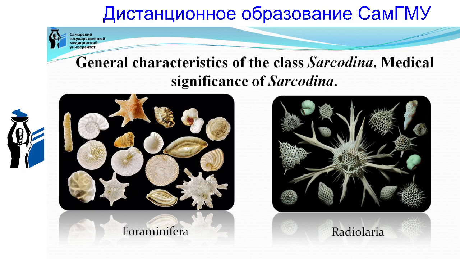Sarcodina have inherent ability to change the shape of their body all the time, which is associated with the formation of pseudopods. Previously, their inconsistency of body shape was explained by the absence of a cell membrane, which couldn't be practically distinguished under an optical microscope. However, using an electron microscope, we can detect the thinnest membrane or plasmalemma, which has a fibrillar structure.